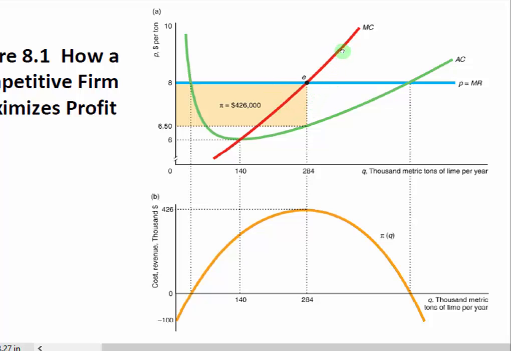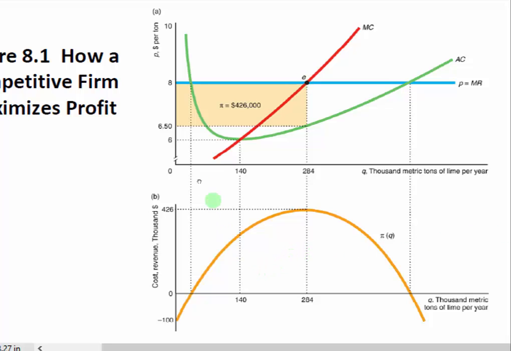If the firm produces beyond 284, the marginal profit is negative because the marginal cost exceeds the marginal revenue. This negative marginal profit will lead to the decline in total profit in this portion. So the firm can maximize its profit by producing 284 units. Selling 284 units into the market, the profit is maximized. That's where its marginal cost equals the market price.